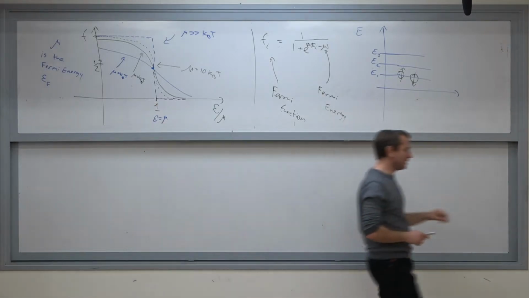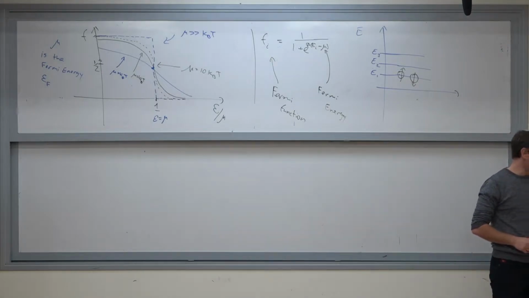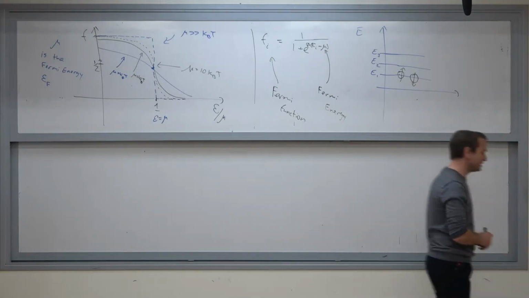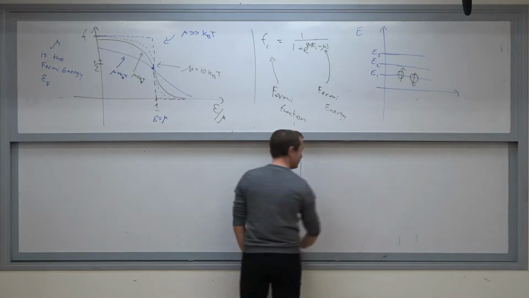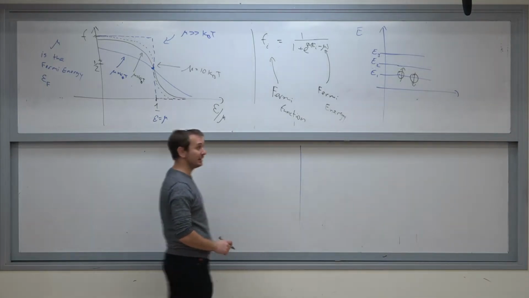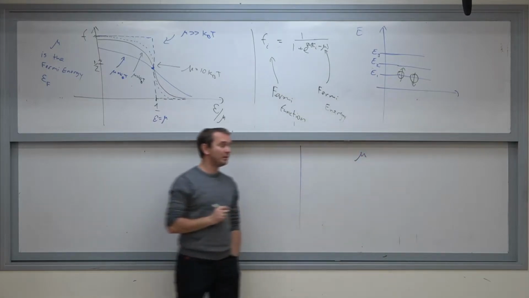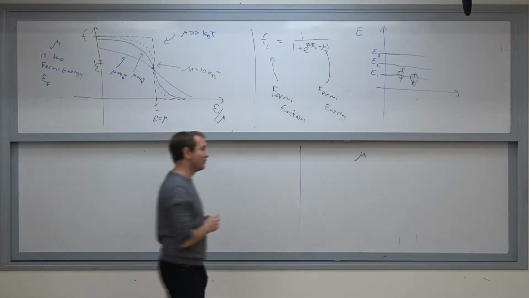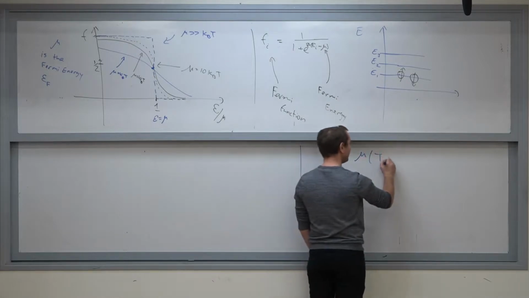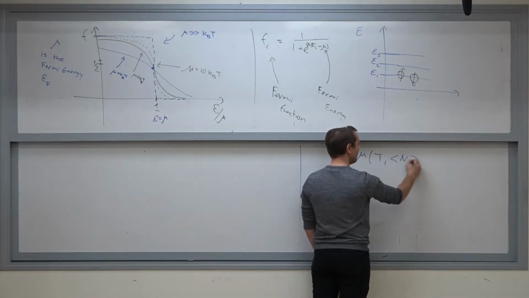I just want to remind you that we had a specific example, and in this example we wanted to compute mu as a function of the temperature and the average number of particles.